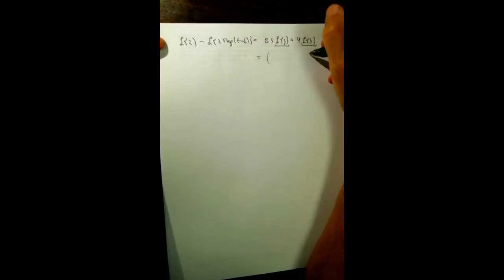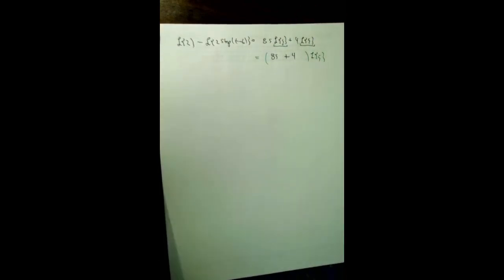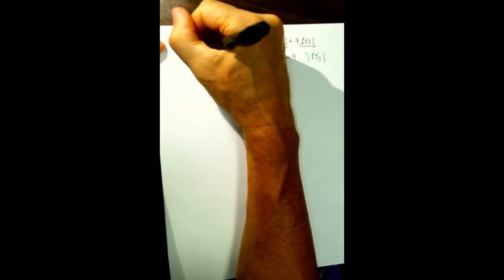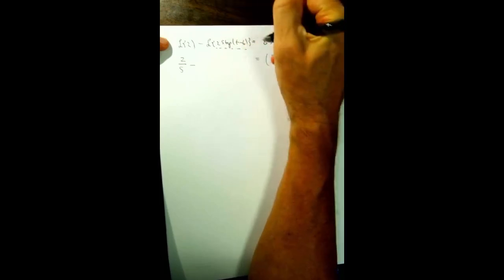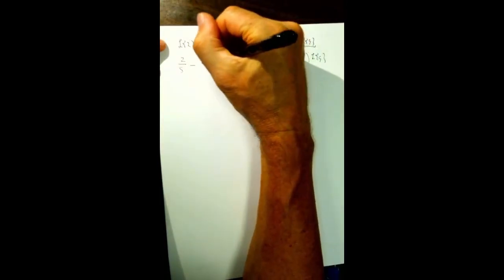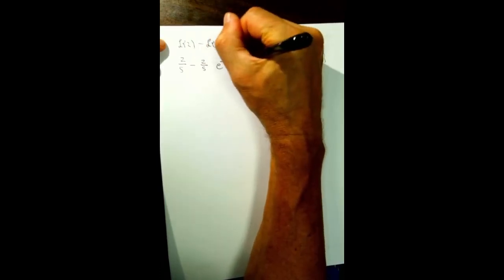I want to isolate this, so I want this to be something times the Laplace transform of q. So I'm going to factor that out. And that becomes what? 8s plus 4. The Laplace transform of 2 is going to be 2 over s. Now I'm going to use my properties of this. So notice there's no t here, so I don't have to mess around with that. So I'm going to get 2 over s times e to the minus 6s.